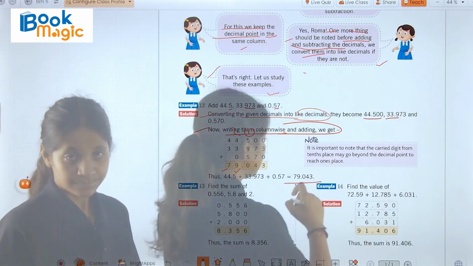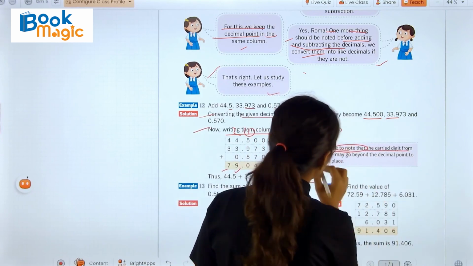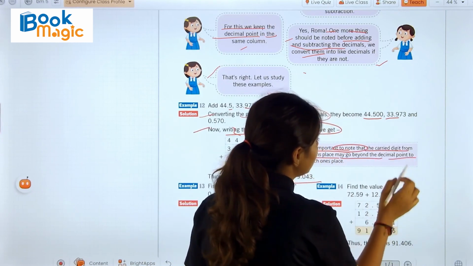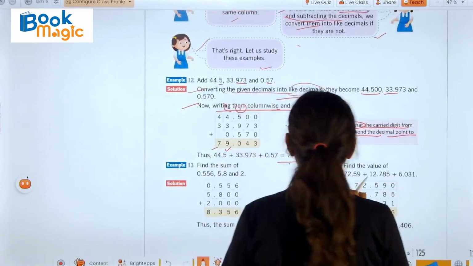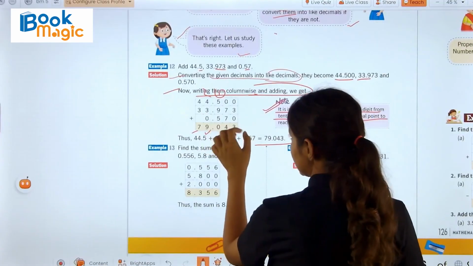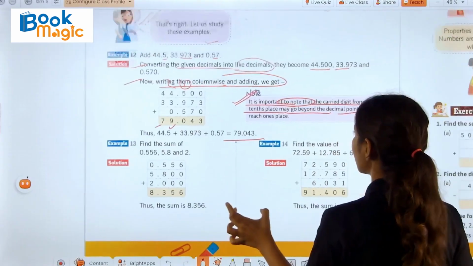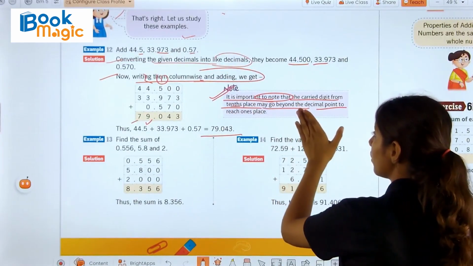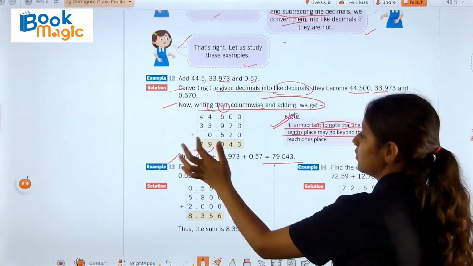Here it is a note. It is important to note that the carried digit from the 10th place may go beyond the decimal point to reach the 1's place. So if we carry, the value may go to either side of the decimal point. Now we are getting this answer.